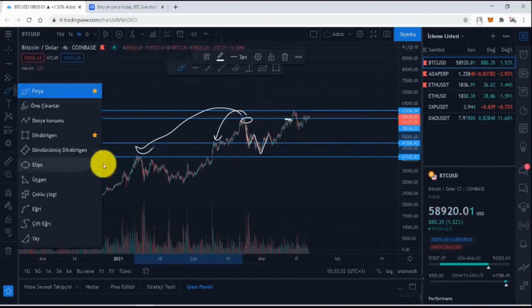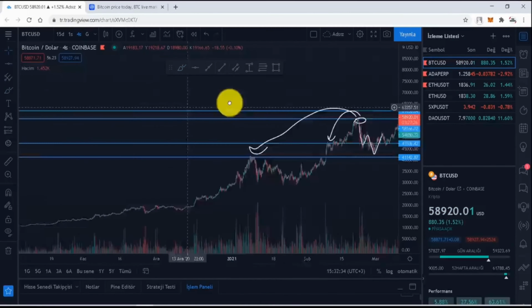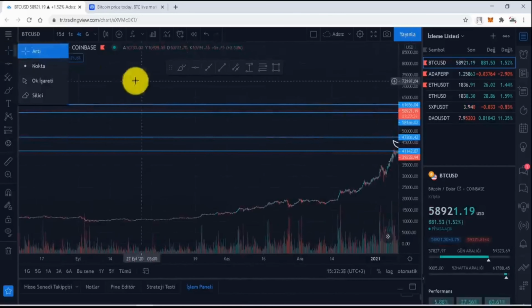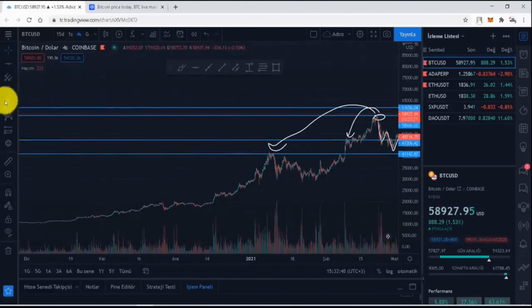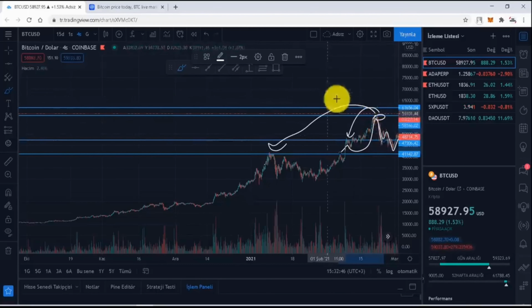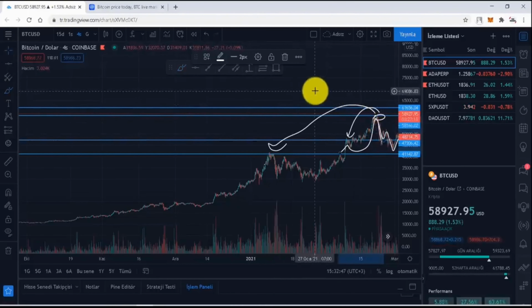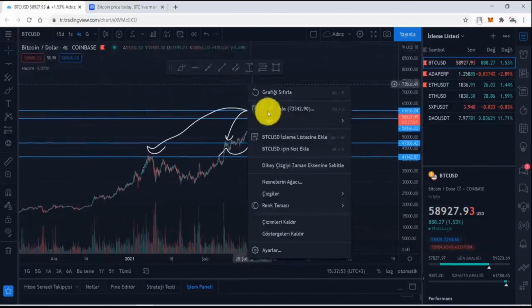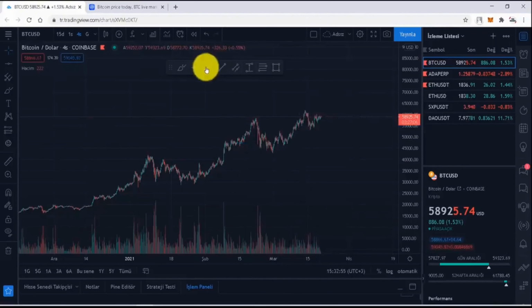So what can we say? Look, this was a resistance level before. This was a resistance level here before. As you can see, after the price broke above the resistance, this area has now become support. As you can see, the levels above the resistance have become support. So, when resistances are broken, they become support, and when supports are broken, they become resistance. If you ask how you can understand these, let me show you again, in this way.